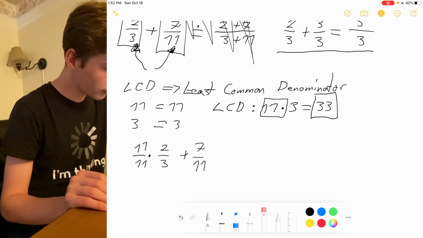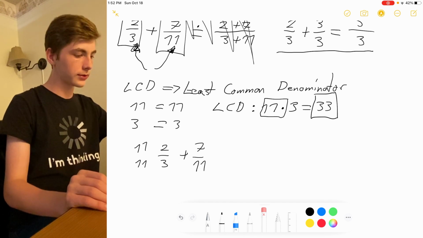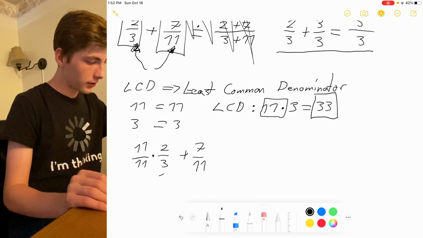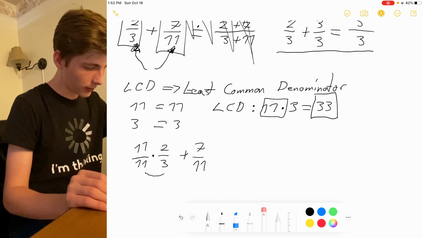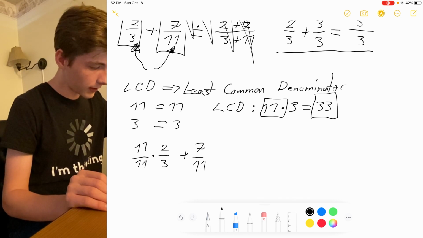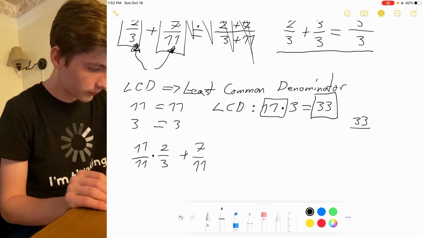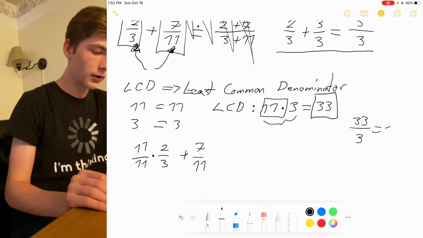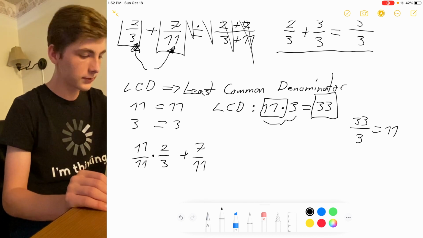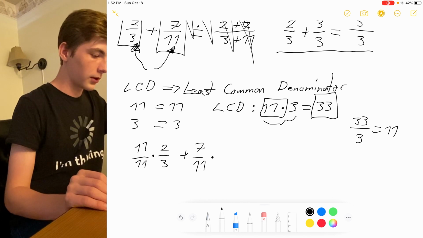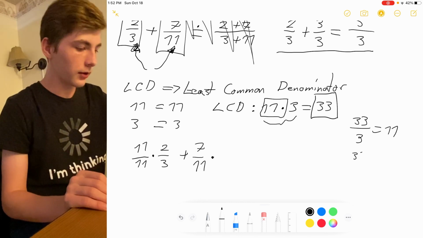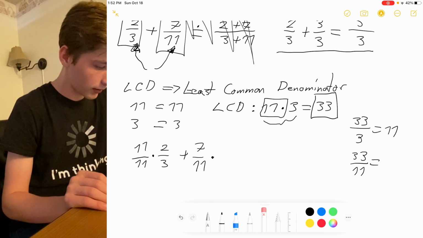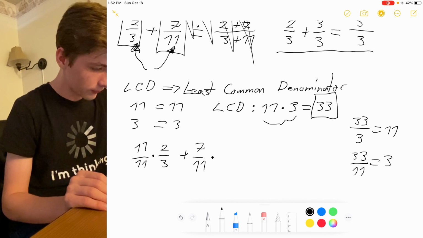So we're not changing what 2/3 is. We're not changing 2/3's identity, if you might think about it like that. But this 3 is going to become a 33 by multiplying by 11. The way we get that is by taking the 33 divided by 3 to get whatever's left over from this factorization here, which happens to be 11 in this case. And then over here, we're going to multiply by what? Well, if we take 33 divided by 11, we're going to get whatever's left after you take out the 11 from here, which is 3.